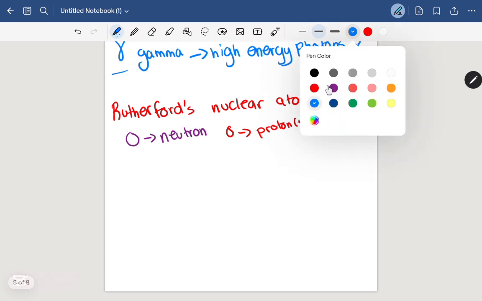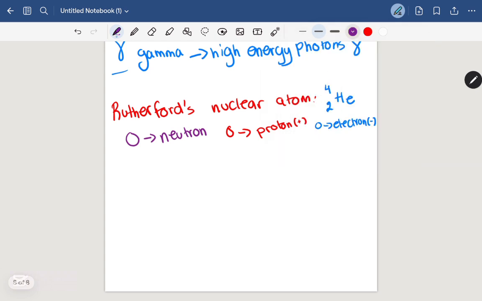In this case, look what's gonna happen. In the nucleus, we're gonna have, first of all, how many protons? We're gonna have 2 protons.